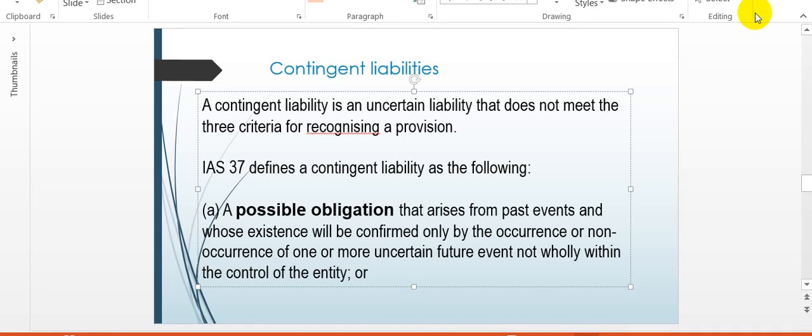Instead, the standard defines a contingent liability as follows: it's a possible obligation that arises from past events and whose existence will be confirmed only by the occurrence or non-occurrence of one or more uncertain future events, not wholly within the control of the entity.